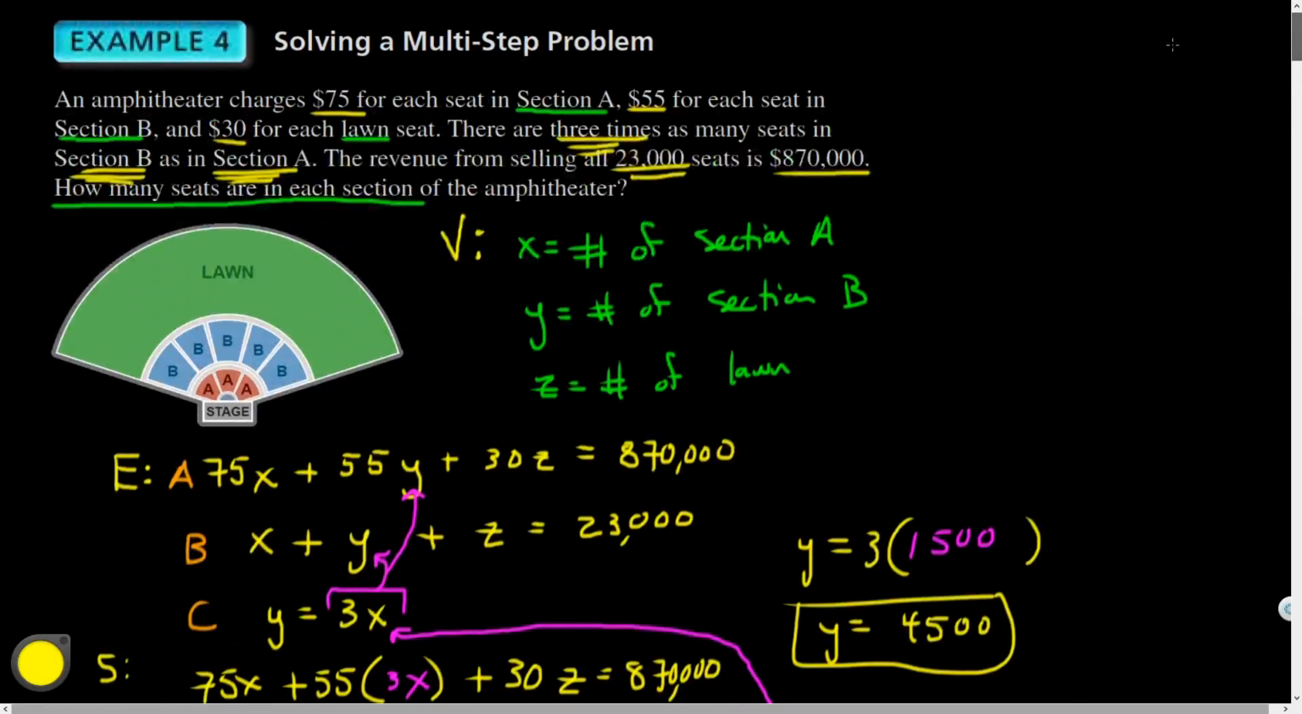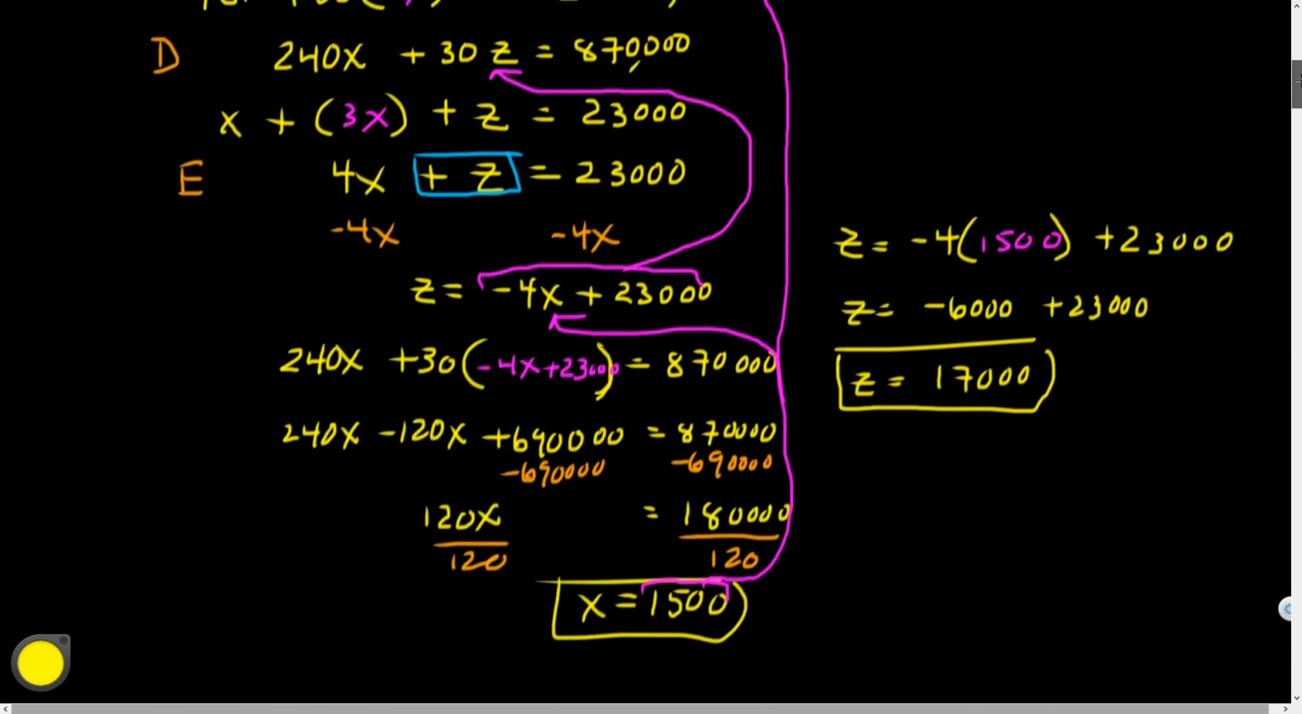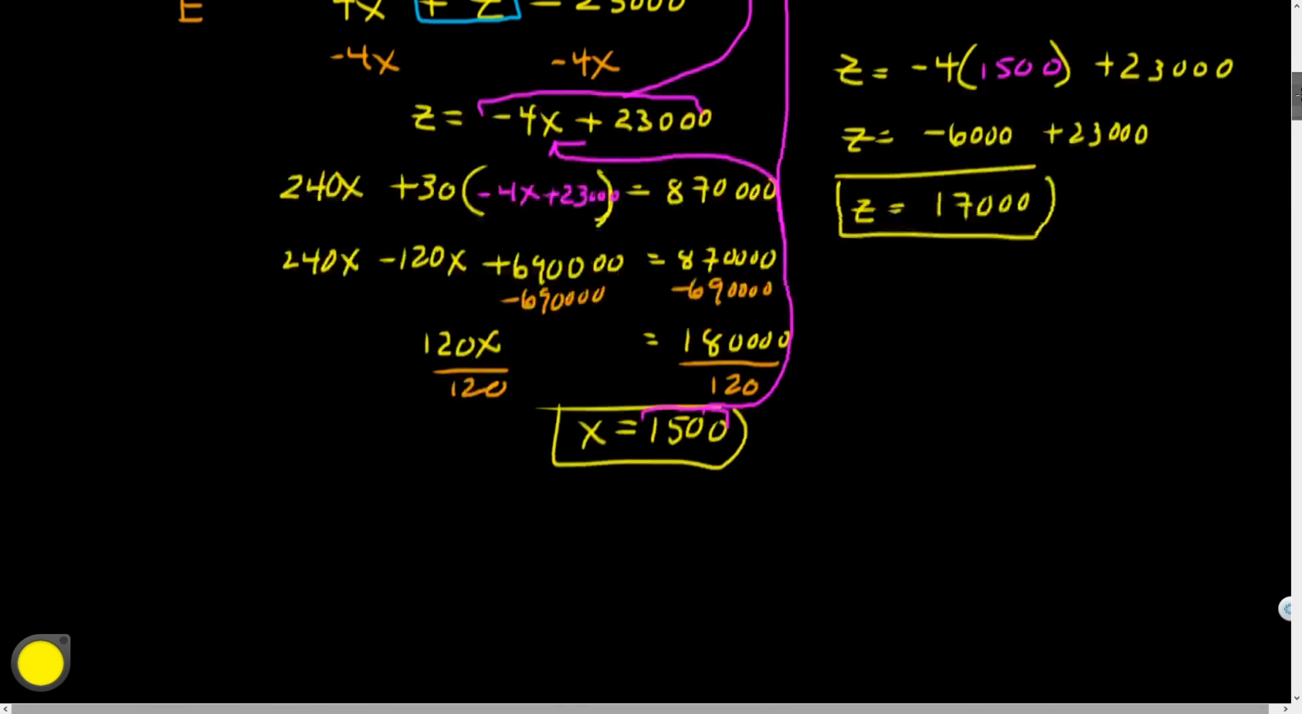And so what's the question that was asked? How many seats are in each section? So I defined the variables, I wrote the equations, I solved the problem, right? And so now I can answer, and a word problem needs a word answer. There are 1,500 seats in section A.